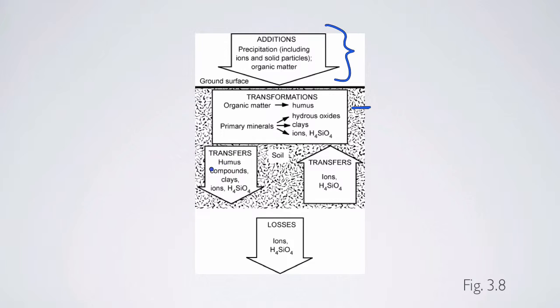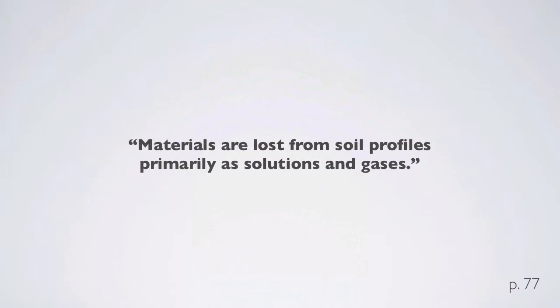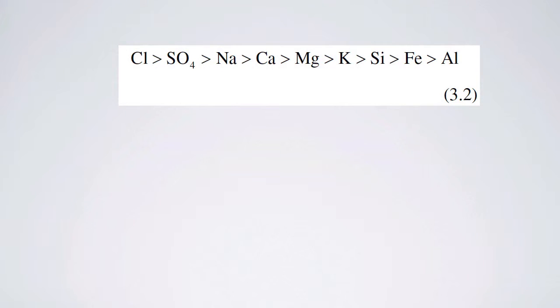Thirdly, we had transfers, and there were different factors that cause materials to move down in a soil profile, but also up in a soil profile. And here we're going to talk about, really briefly, some of the losses that occur. The authors state that materials are lost from soil profiles primarily as solutions and gases. And we covered this before, as far as the ions that are lost from soils.